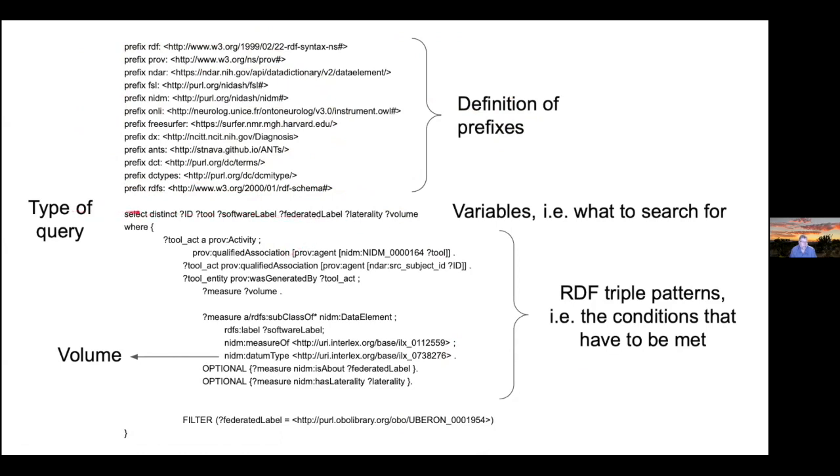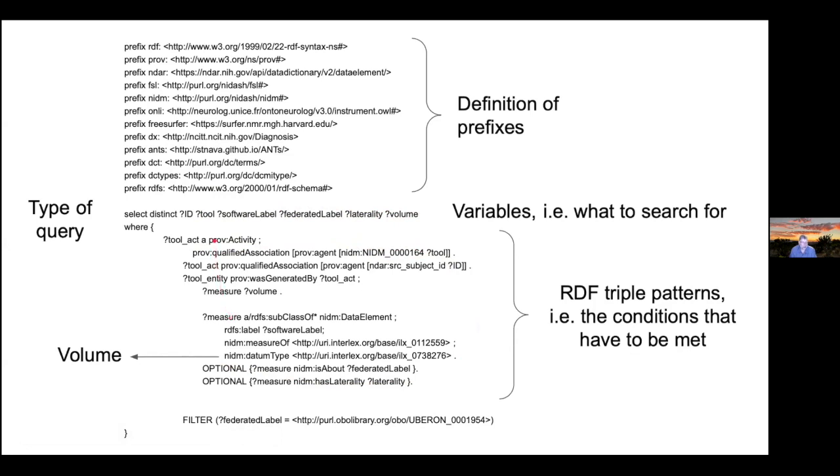The type of query we're doing, again, is the select query. And what are we searching for? So here we're looking for data related to a tool. So a tool like FreeSurfer, right? The label of the structure, the laterality of that structure, and the volume, right? And so the next part of the query is really the patterns, that is the conditions that have to be met.